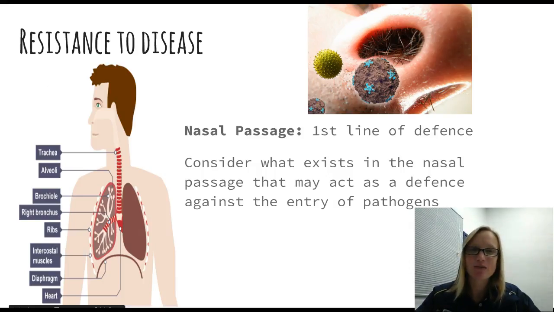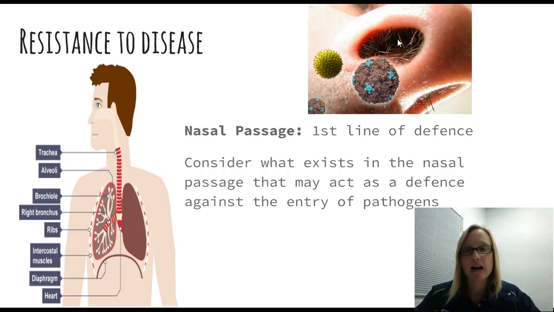So, in terms of resistance to disease, particularly when we're talking about the respiratory system, one of your first lines of defense is the nasal passage. So we've got this beautiful picture here, stunning. These little things here are pathogens like viruses and bacteria. And here you've got your nasal cavity, well, your nostrils that head into your nasal cavity. Now, if you think about what is in your nasal cavity, then you can start to think about how that becomes essentially your first line of defense.